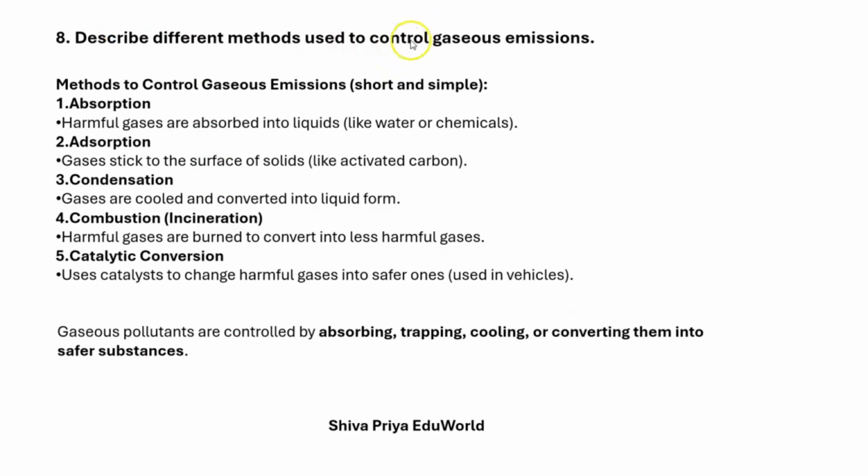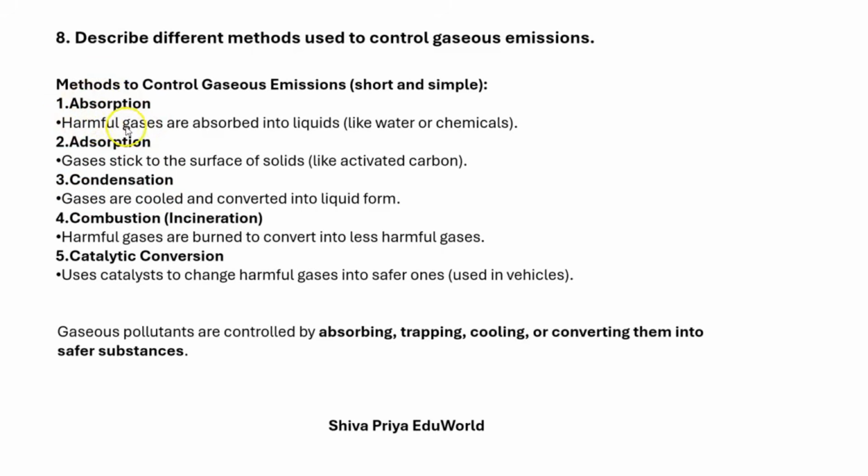Describe different methods used to control gaseous emissions. What are all the methods we use to control gaseous emissions? How can we control the air pollution which is formed from gaseous emissions? Let us see the methods to control gaseous emissions. I have explained in very short. Whatever you understood, you can write in your own words in the exam.